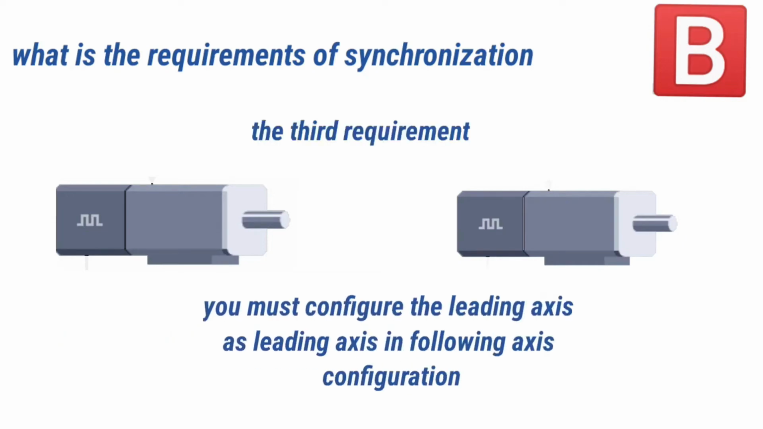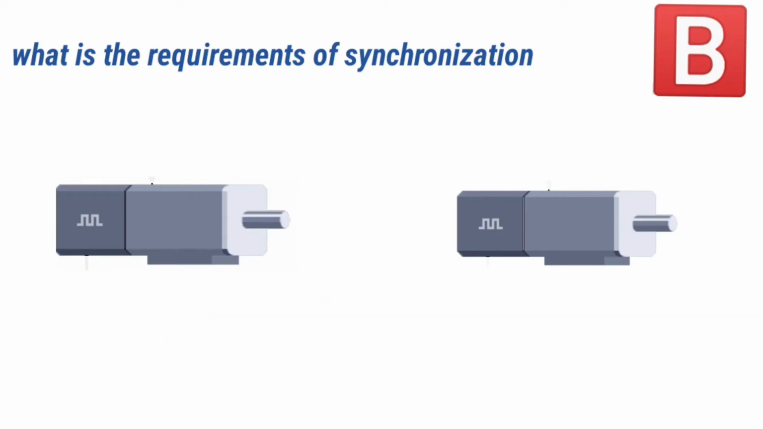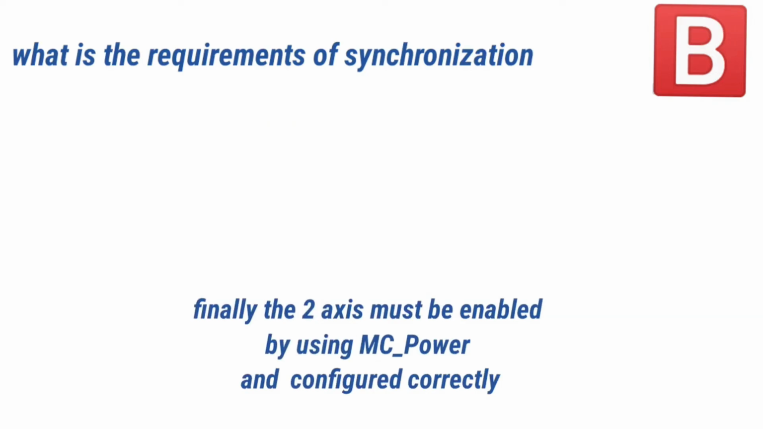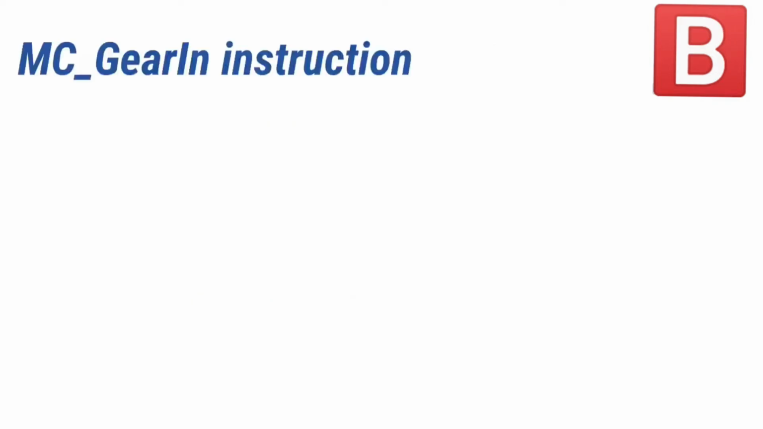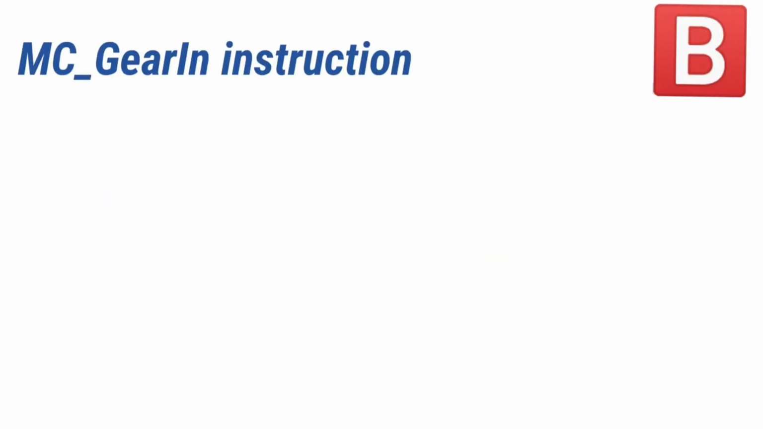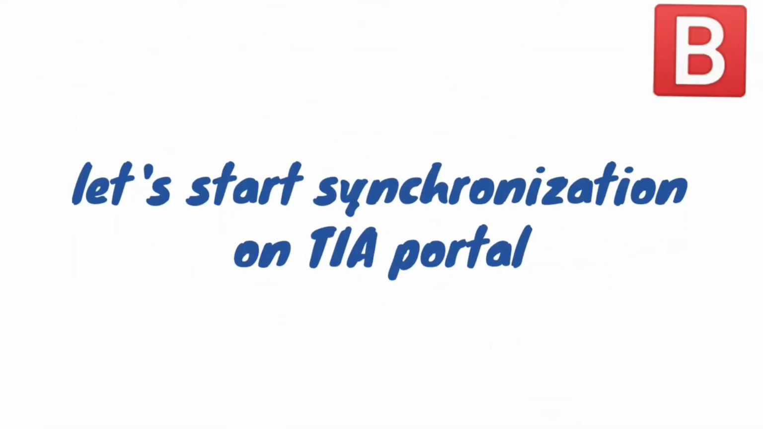Third, you must configure the leading axis as the leading axis in the following axis configuration. Finally, the two axes must be enabled by using MC_Power and configured correctly. The MC_GearIn instruction is used for starting relative gearing between the leading axis and the following axis. Let's start programming.